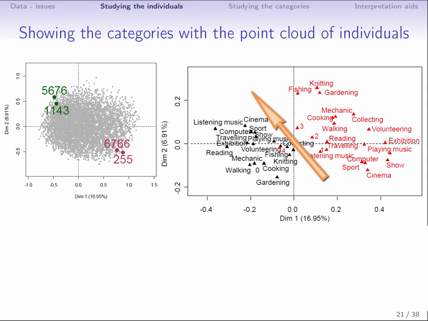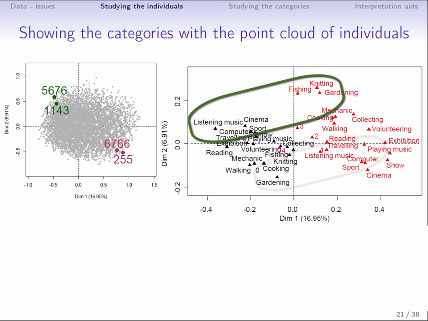The group of categories to the bottom right includes cinema yes, computer yes, shows yes, sport yes, playing a musical instrument yes, gardening no, cooking no, knitting no. Over on the top left, it's the opposite: cinema no, computer no, shows no, sport no, playing a musical instrument no, gardening yes, cooking yes, knitting yes. Let's again take a few individuals to try and understand what is going on with this diagonal.